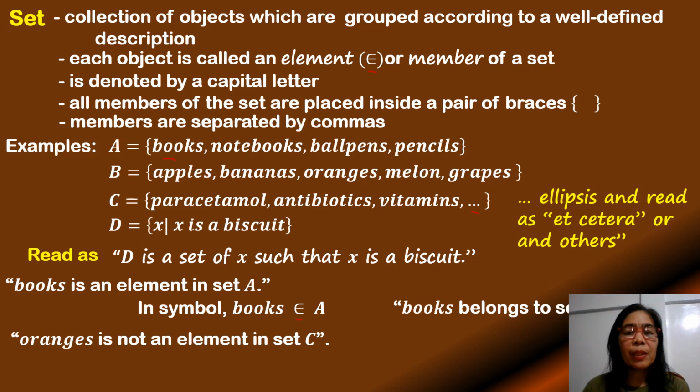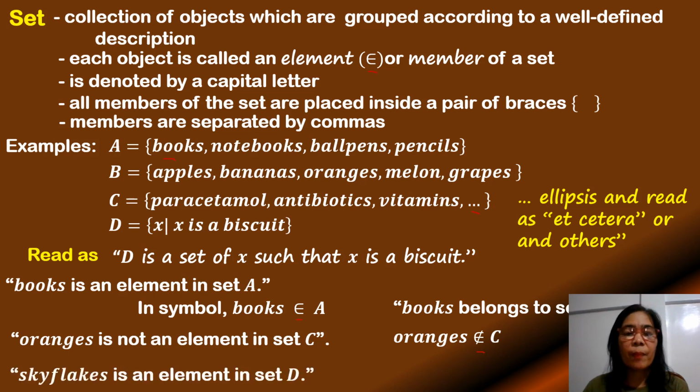Oranges is not an element in set C. So we go back to set C, you will notice that you have in there the elements paracetamol, antibiotics, vitamins, and other medicines. So since oranges is not an element in set C, this statement is true, and we write this one in symbol as oranges is not an element in set C. Take note of the symbol for not an element. So you have in there the symbol for element with a slash. So we read it as not an element, or oranges does not belong to set C.